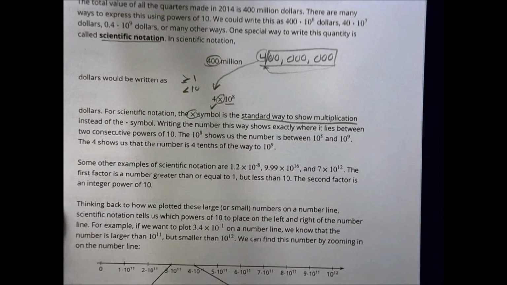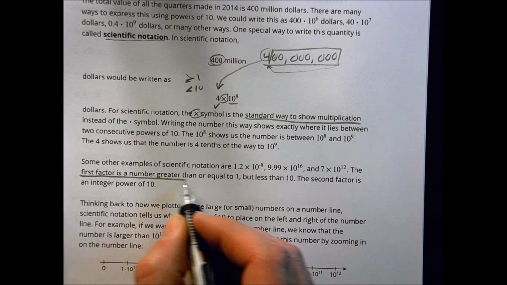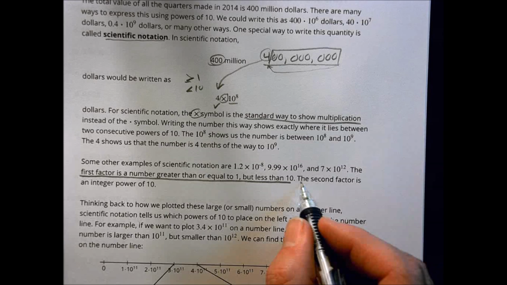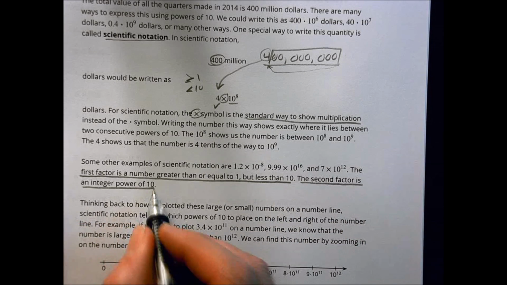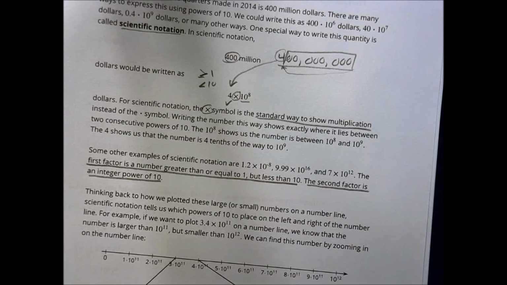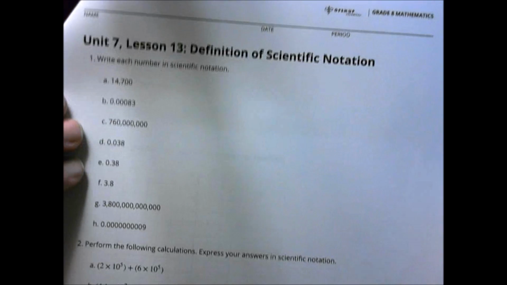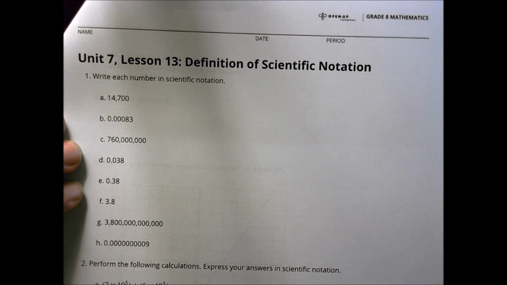So remember, just as a rule, the first factor is a number greater than or equal to 1 but less than 10. The second factor is an integer power of 10. So it has to have that in order to be something in scientific notation. So let's pause there and take a moment to do our homework, and then we'll check this out together.